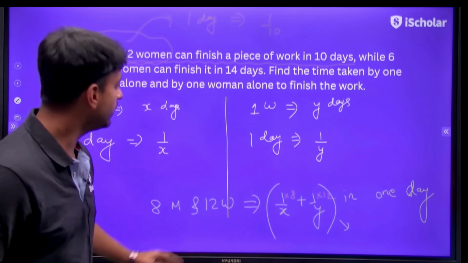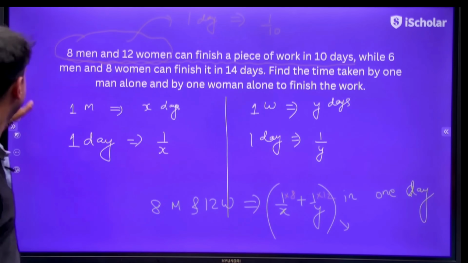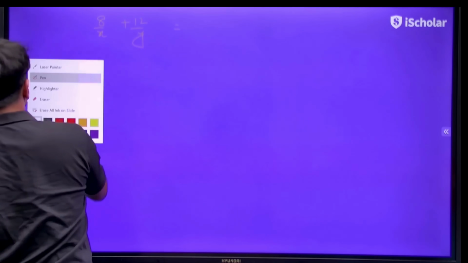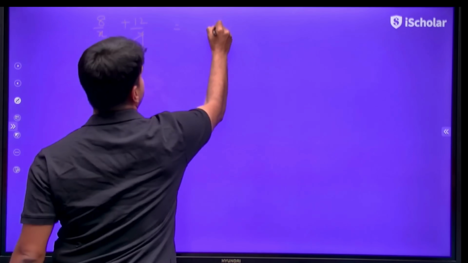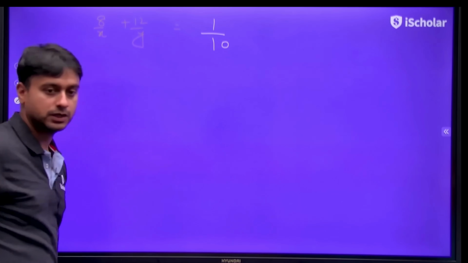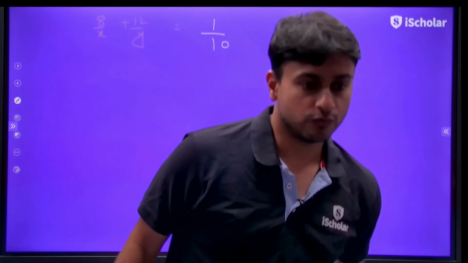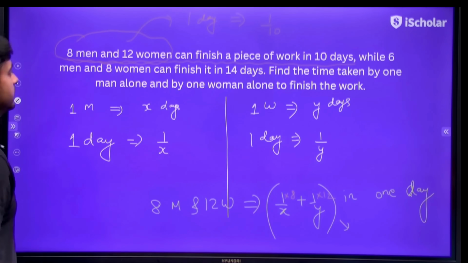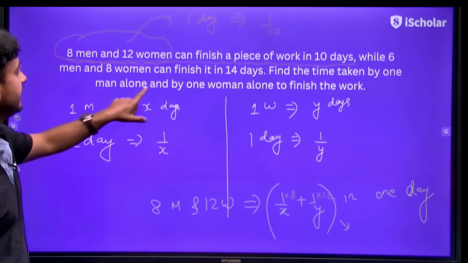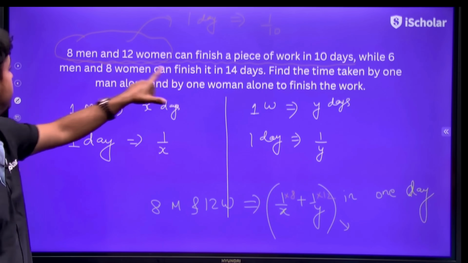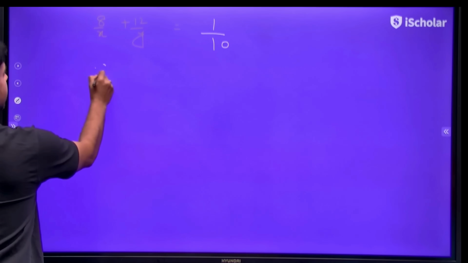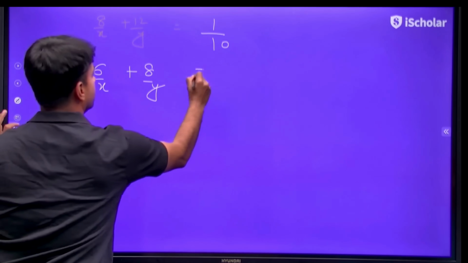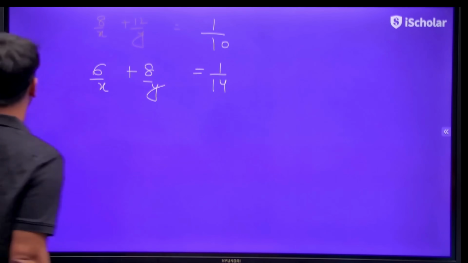So what I will get is that 8 by x plus 12 by y would be equal to 1 by 10. That is my first equation. Similarly, from this we can get our second equation, 8 women, 6 men and 8 women. So 6 by x plus 8 by y equals 1 by 15.